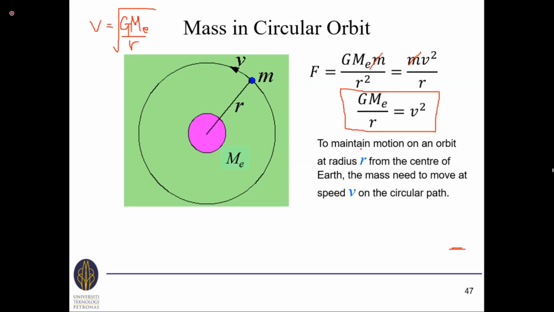And then to maintain the motion on an orbit of radius r from the center of the Earth, the mass needs to move at a speed v on the circular path. So this is how you calculate the speed of the Earth orbiting the Sun or the Moon orbiting the Earth. And what else? Sometimes you might need to know how much time is taken to move one full cycle, and how do we know that one whole cycle is 24 hours for the Earth?